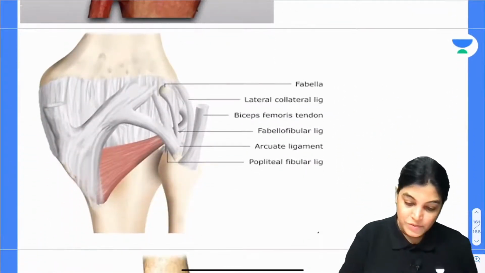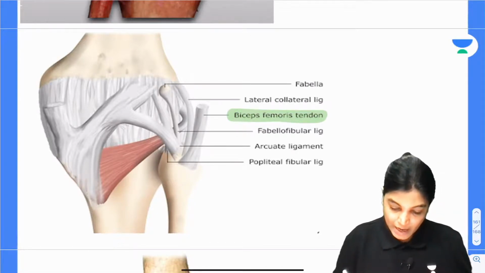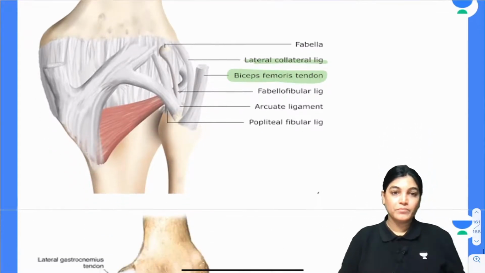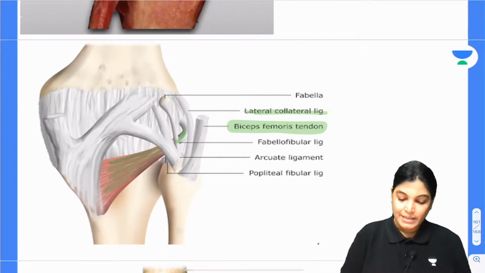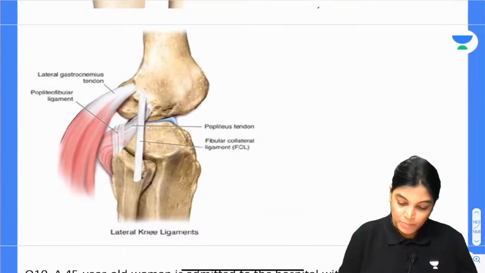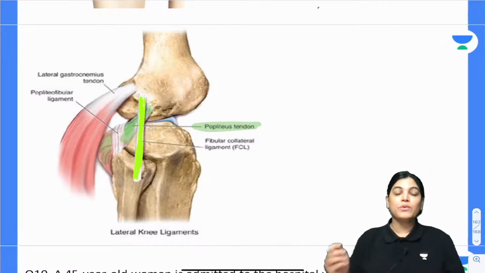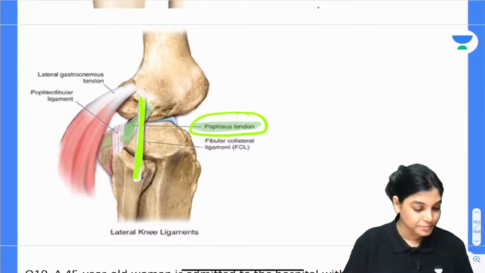The other thing is the biceps femoris muscle. You can see here the biceps femoris tendon is attached and lying collateral to the lateral collateral ligament. This is the popliteus muscle and tendon, which is not letting the ligament attach to the lateral meniscus; it forms a separation. So the fibular collateral ligament is separated from the menisci because of the popliteus muscle. This is the reason it is not generally injured.